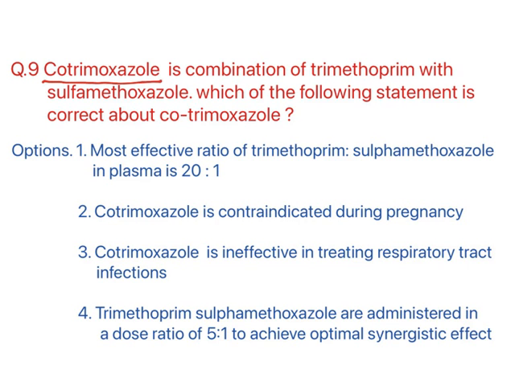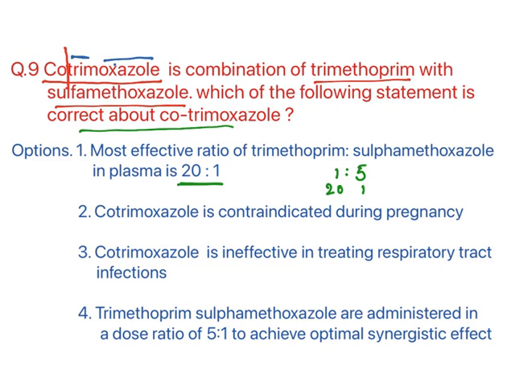Cotrimoxazole is a combination of trimethoprim with sulfamethoxazole. The drug itself says it is a combination. Co means combination. Now, which of the following statements is correct about cotrimoxazole? Look at them. The most effective ratio of trimethoprim to sulfamethoxazole in plasma is 20:1. No, it is in fact 1:5. So if 20 mg of trimethoprim is there, 100 mg of sulfamethoxazole is given because 1:5 concentration is the best combination. 20 parts of trimethoprim is very toxic. It is dangerous.